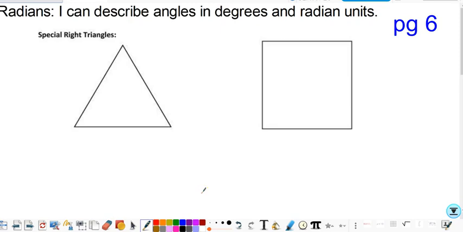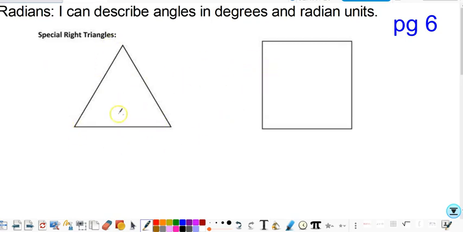So now on the next page, on page 6, we're going to develop the special right triangles. And these special right triangles we are going to use so often, almost every day between now and third quarter. They're going to show up in your dreams. You're not going to be able to stop thinking about these triangles. We're going to develop the special right triangles from these two regular polygons.